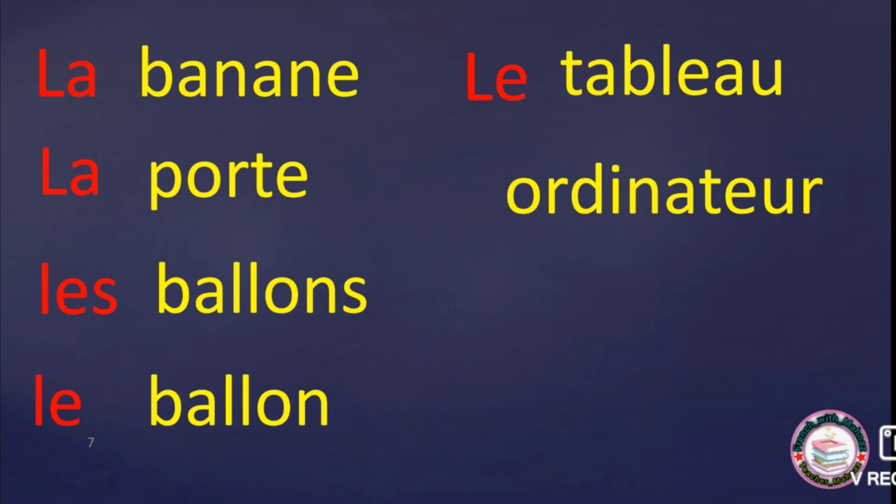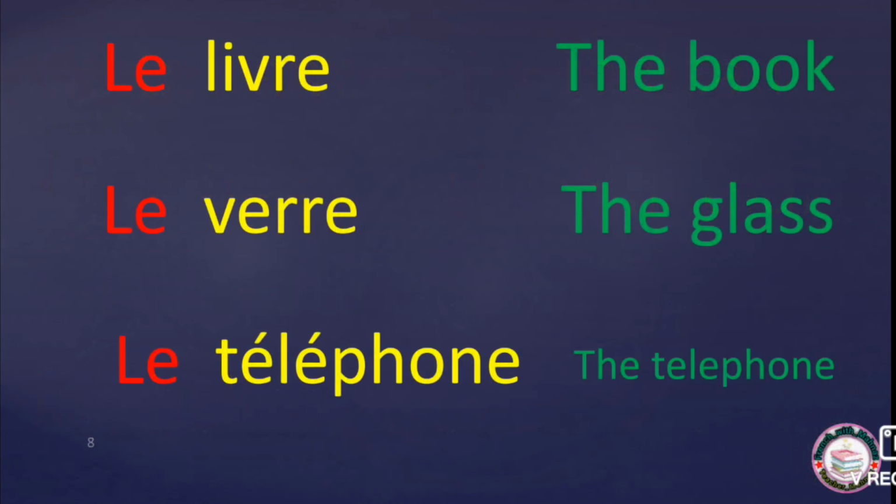Ordinateur, it starts with a vowel, so I use L apostrophe. L'ordinateur. L'ordinateur means computer. But pay attention, this rule that I told you, this is not correct all the time. We have some words that end in E like livre, that is not feminine, is masculine. Le livre, the book. Le verre, the glass. Le téléphone, the telephone.